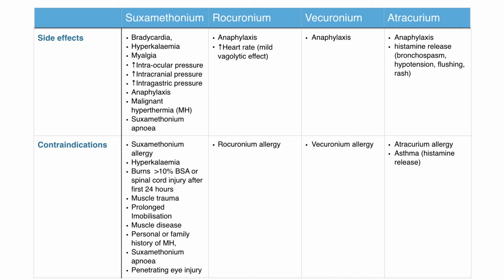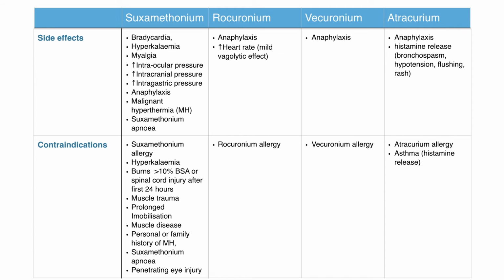Or if your patient has burns greater than 10% body surface area or spinal cord injury after the first 24 hours, again, Suxamethonium shouldn't be given. Again, with significant muscle trauma or prolonged immobilization or a history of muscle disease, you can get significantly high levels of potassium released following a single dose. So Suxamethonium should be avoided.